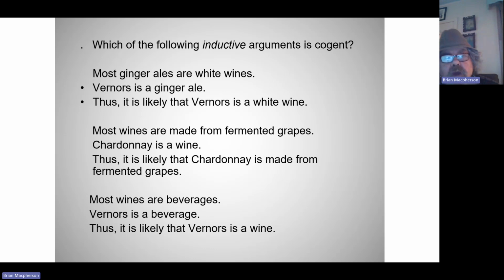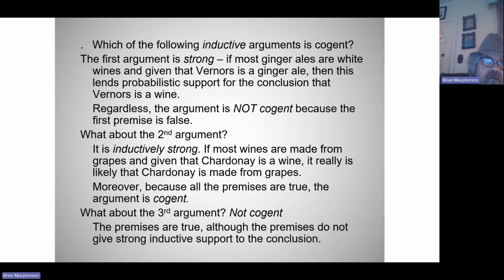Suppose it is true that most wines are beverages. Even if Werner's is a beverage, there can be a lot of beverages that aren't wines, right? So it seems to me that it doesn't follow with likelihood that Werner's is a wine, though Werner's is a beverage and even though most wines are beverages. So the argument is inductively weak. Now, granted, the premises are both true, right? But the argument is inductively weak. So therefore, we're going to say that the third argument is uncogent. Okay, so I summarize this on the next slide.